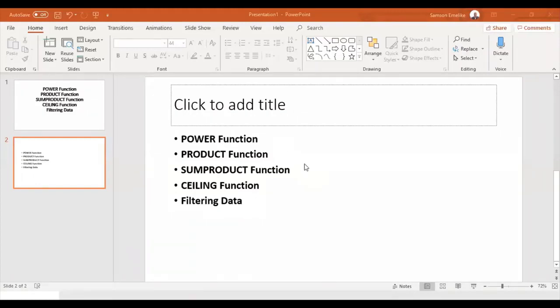And then the product function. We know sometimes I've seen people making a budget.